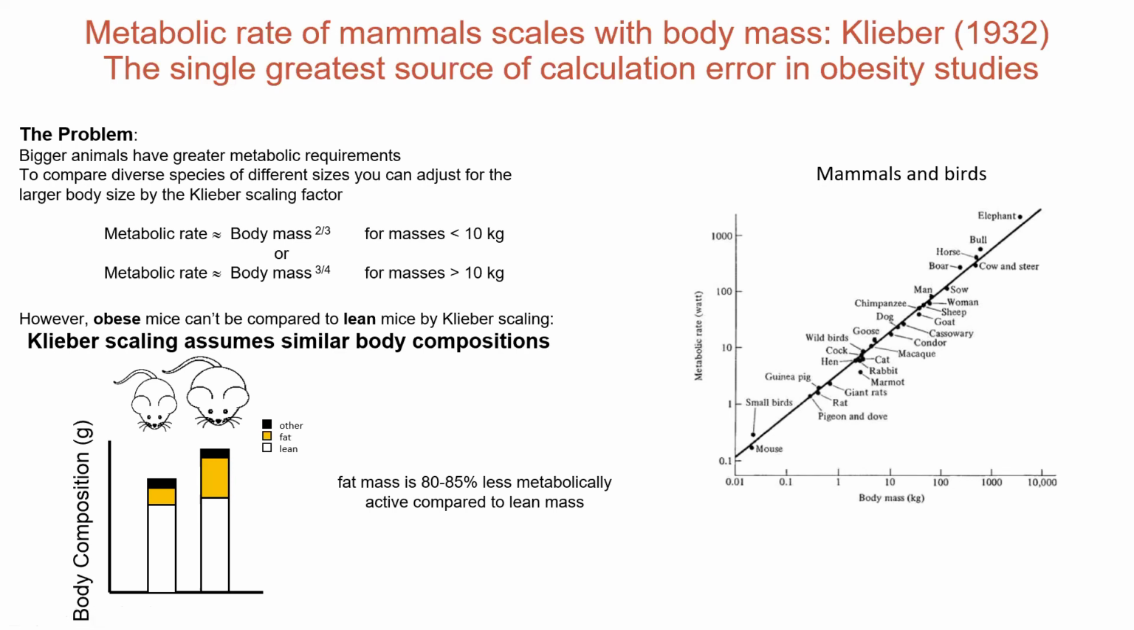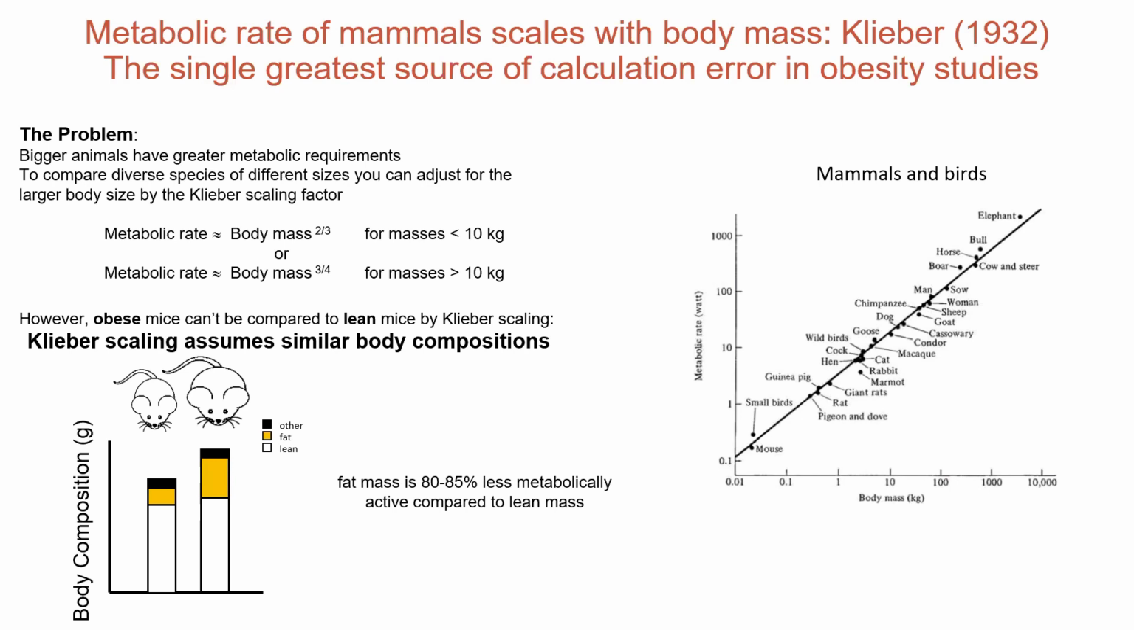And back when he did it, which was quite a while ago, he found that the metabolic rate scales to body mass by a 3/4 exponent. And we now know from further studies that for animals smaller than 10 kilograms, it's a 2/3 exponent, and if you're greater than 10 kilograms, it's a 3/4 exponent. So this is great if you have to compare an elephant and a man, or a dog and a goat. Those are great to know.